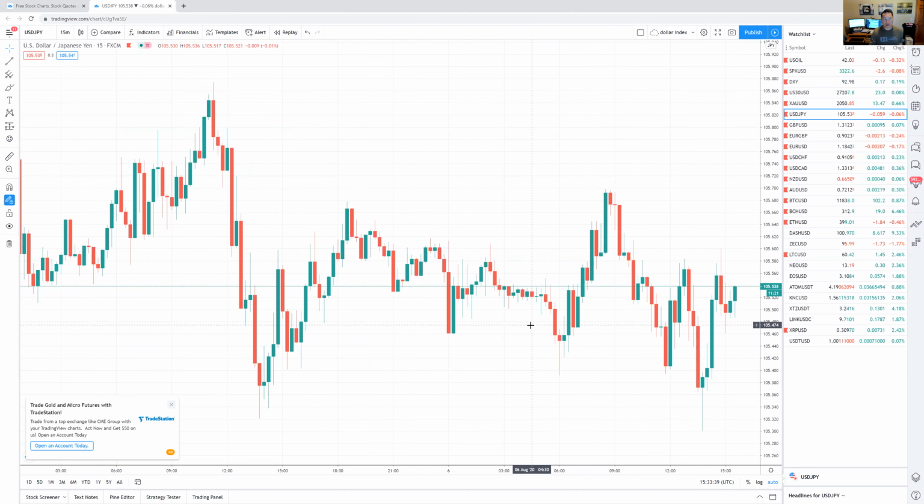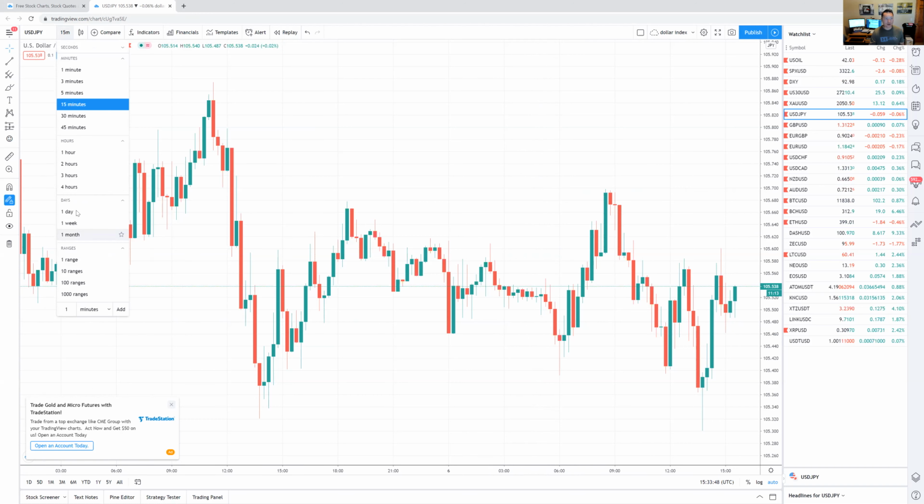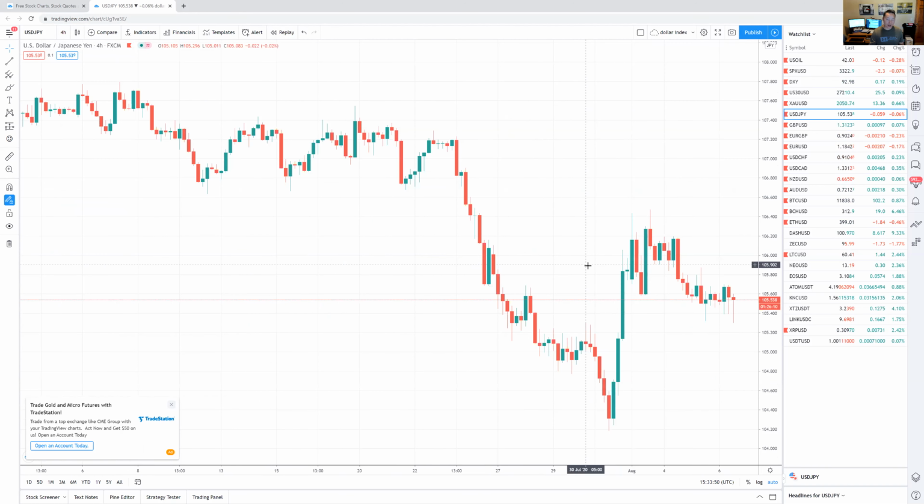When you're swinging, you're not looking at the 15-minute chart. I don't look at the 15-minute chart for swinging. I know what I'm looking at when I'm swinging: I'm looking at the 4-hour. So let's look at the 4-hour.